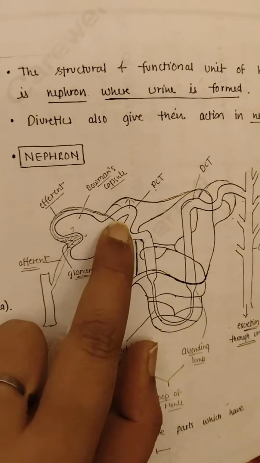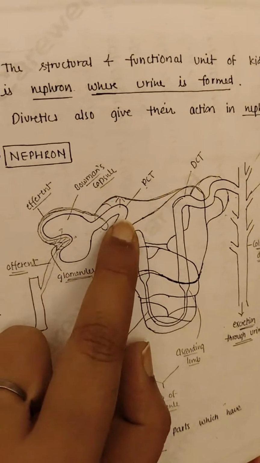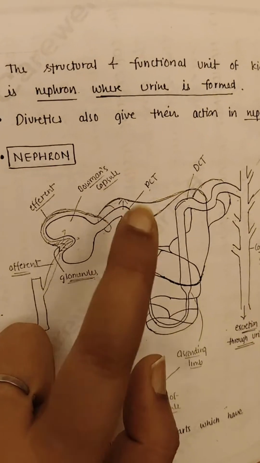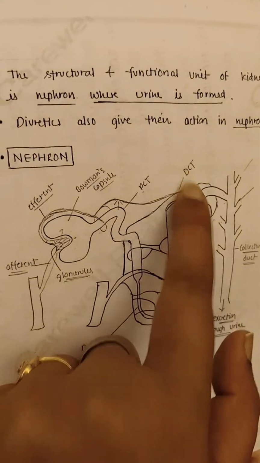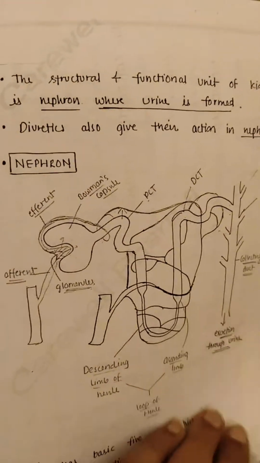Here this is the proximal convoluted tubule, and you can see one twist is there. This is an important part, because these mentioned parts have certain channels: the PCT, loop of Henle, distal tubule. There are certain channels present where the diuretics will act.